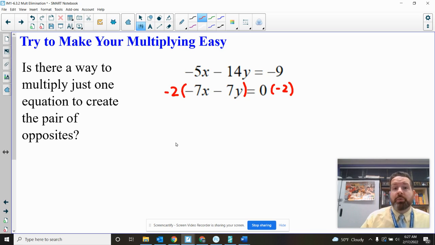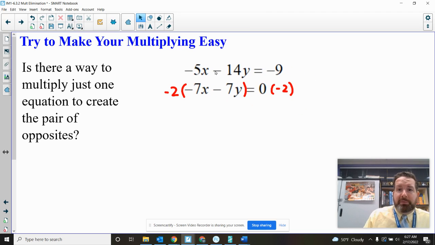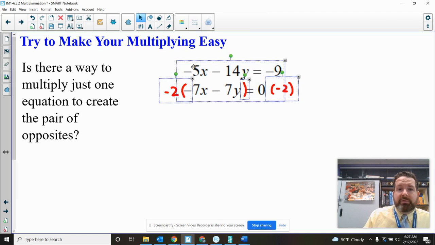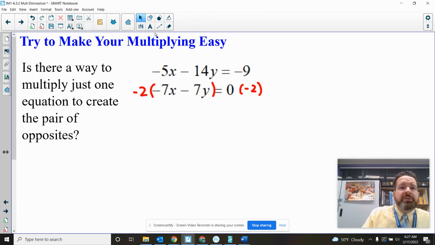The way this multiplication works, whatever you do on the left side of the equation, you need to do on the right side of the equation. And then, let's see how things turn out. That's not what I wanted. I just wanted to move things over. Here we go.